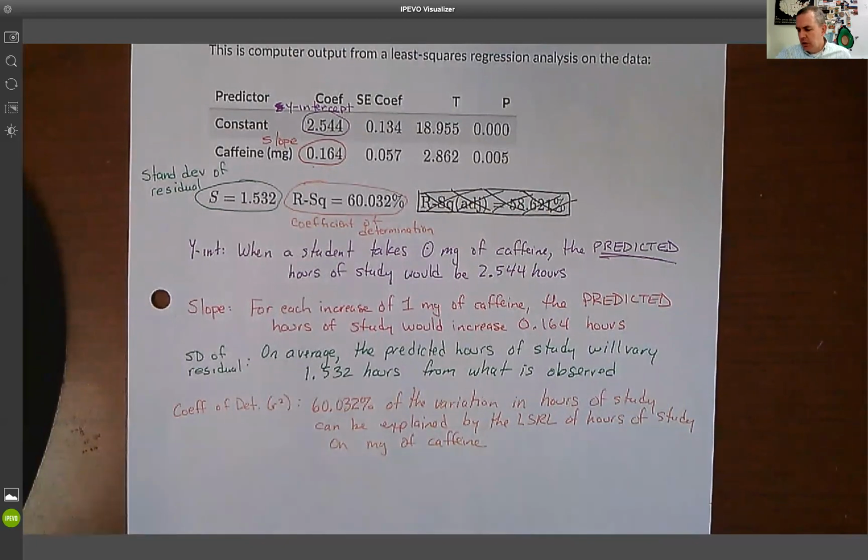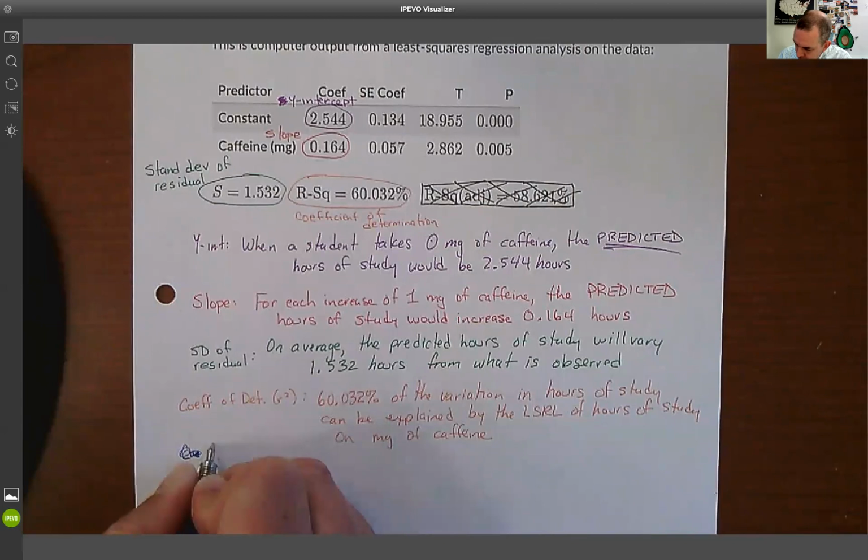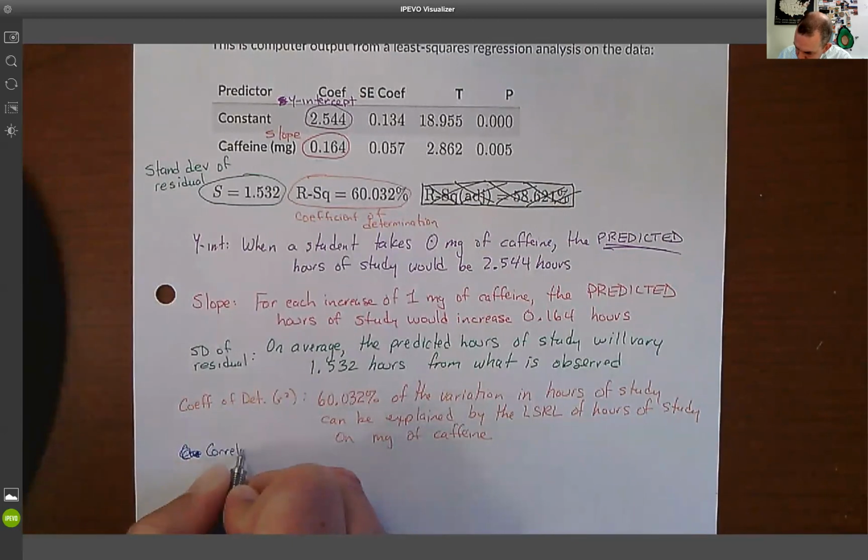So those were the ones we talked about last time. There is one more I can get from this. I can actually get the thing called the correlation coefficient.